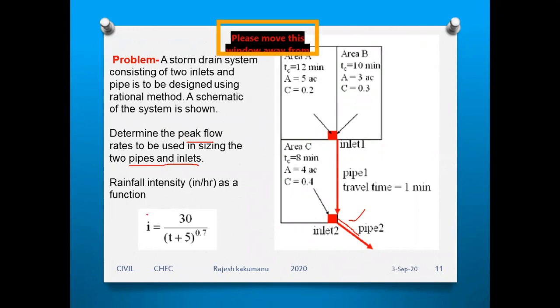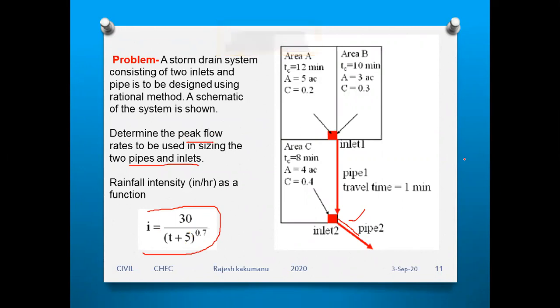In this question we have to apply the rainfall intensity function, I is equal to 30 divided by (T plus 5) to the power of 0.7. This is the formula you apply for the intensity I whenever you are using the peak flow rate formula. Now we'll do it step by step for area A, area B and area C.